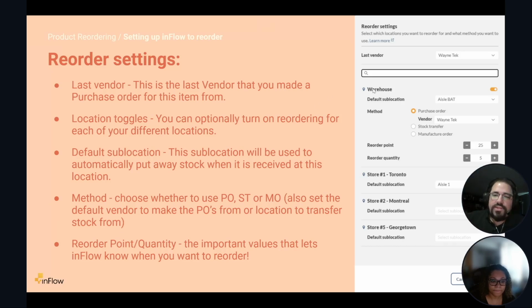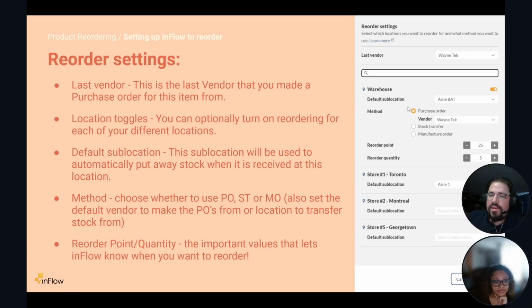Then for each different location that you have, so here I have warehouse, store number 1, store number 2, and store number 5, you can toggle on or off if you want to set up reorder settings for that location. You can then set a default sub-location for each location, as long as you have that as part of your plan. This sub-location is used to automatically put your stock away when it's received. Even if you go to 0 of that stock in that location, normally inFlow would put it back to your default location with no sub-location. If you fill out the sub-location field here on the reorder settings, it'll put it back to that same sub-location without your staff necessarily having to know.